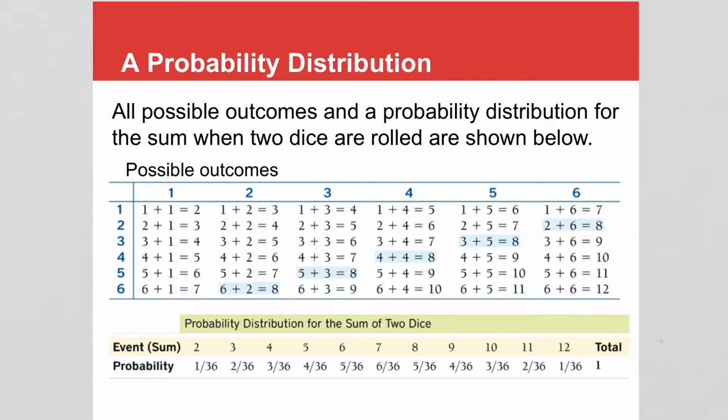Then you can find the distribution by finding the probability for each. So for 2, what's the probability that the sum will be a 2? There's only 1 out of all 36. What's the probability that the sum will be a 3? 2 out of the 36. What's the probability that the sum will be a 6? 5 out of the 36, and so forth.